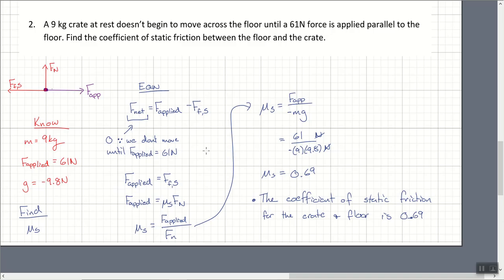So I add the friction to each side. I just know that the force of friction is mu times the normal force. And then I'm just going to solve for the mu sub s. So I'll divide both sides by the normal force, where I know that the normal force can be replaced with negative mg. We plug in, and we have a solution. So nothing hopefully too crazy.